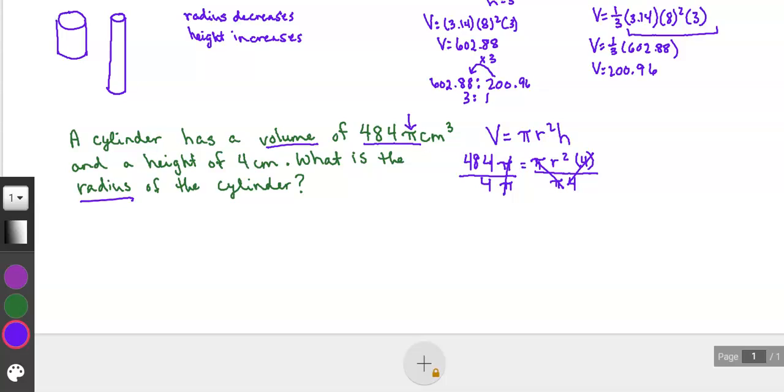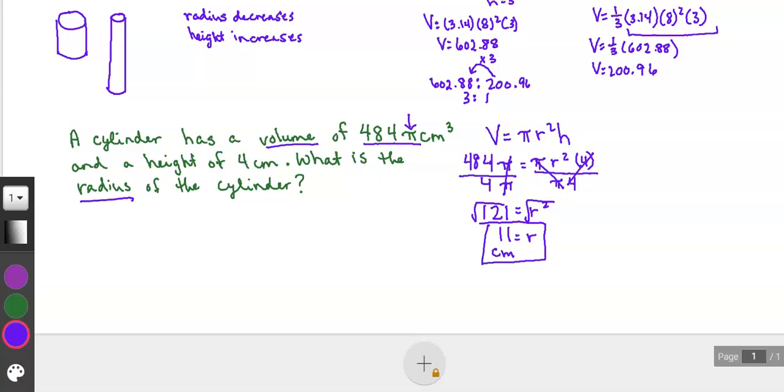So then I'm just going to divide. 484 divided by 4 is actually 121. And then if you look at the right side, the only thing I have left is r squared. But just like Pythagorean theorem, I don't want it to be squared. So the last step here is to take the square root. So that will give me 11 for my radius. So it's saying that my radius is 11 centimeters.